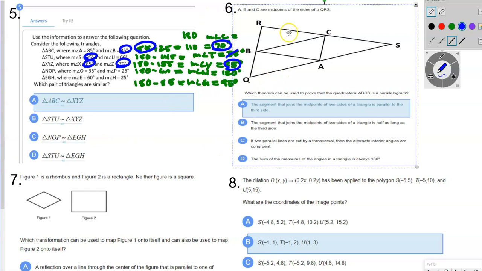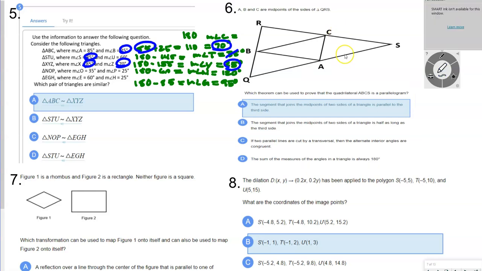So this next one says ABC are midpoints. Points A, B, and C are midpoints of the sides of triangle QRS. So there are some things that we can mark based on what we know. Okay, so we can say that this side AB is parallel with RC and CS, right?